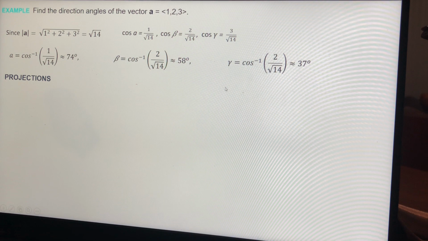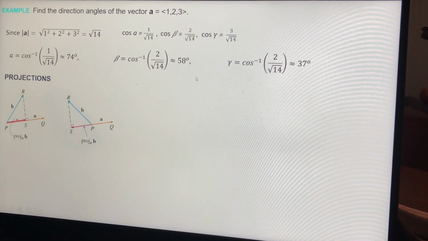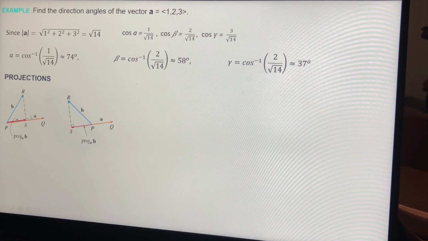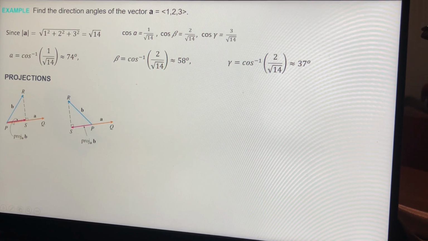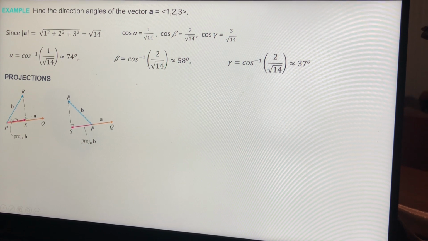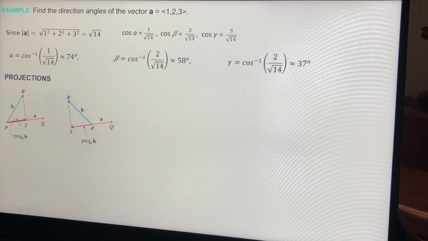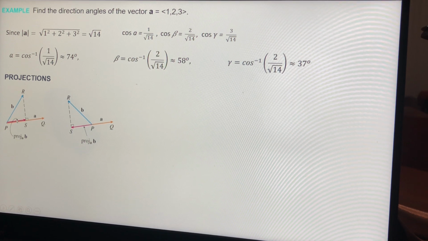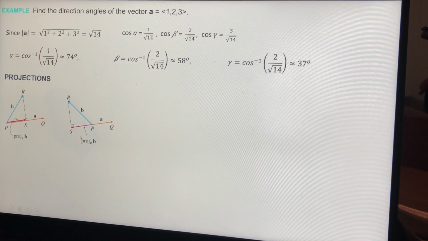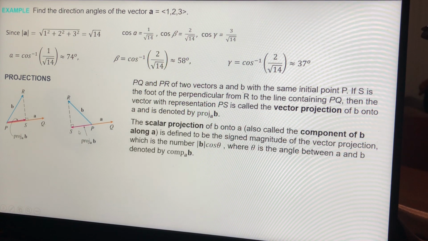And the next thing we need to talk about is the projection. The projection of the B vector onto A is this vector, the projection of B onto A. So if the angle is less than 90, then this is how you can take the projection of B onto A. And if it is wider than 90, you will get the projection of B onto A in the other direction. Okay?